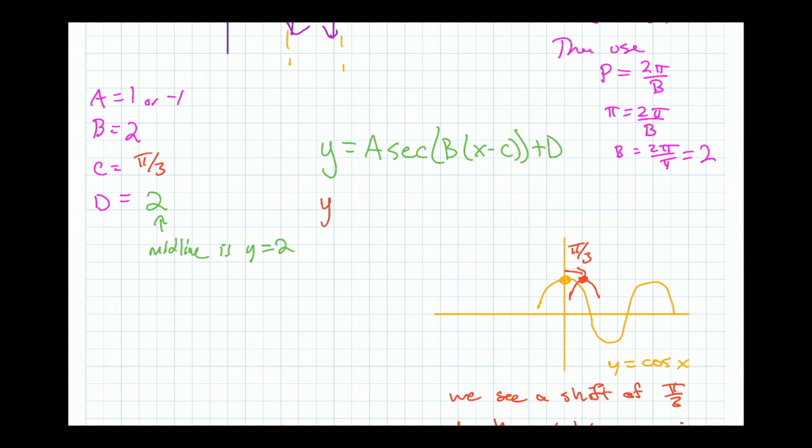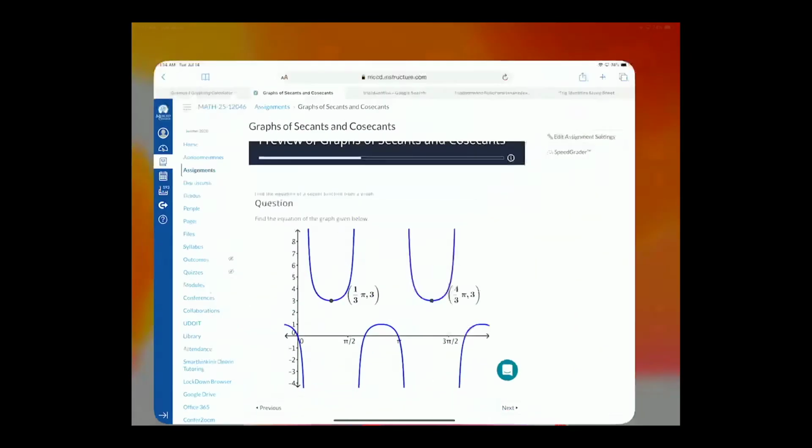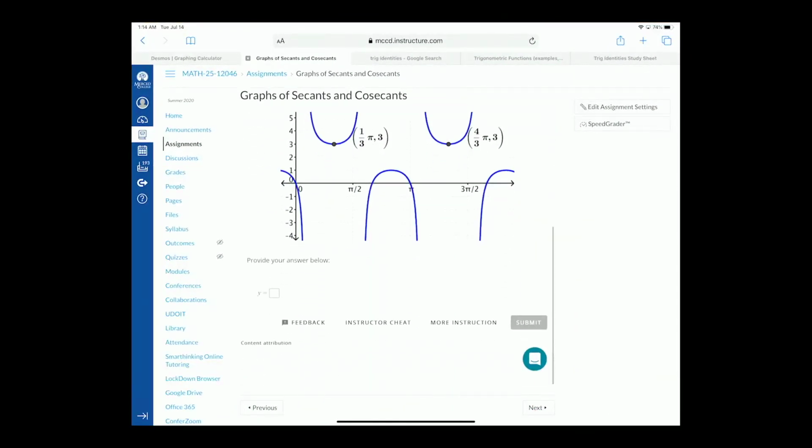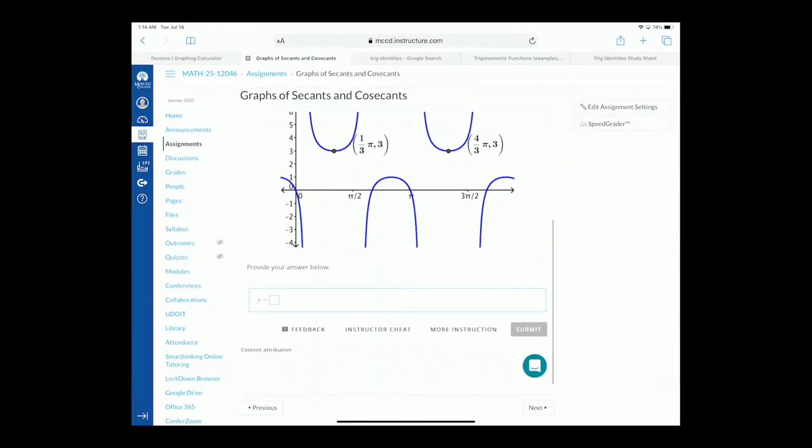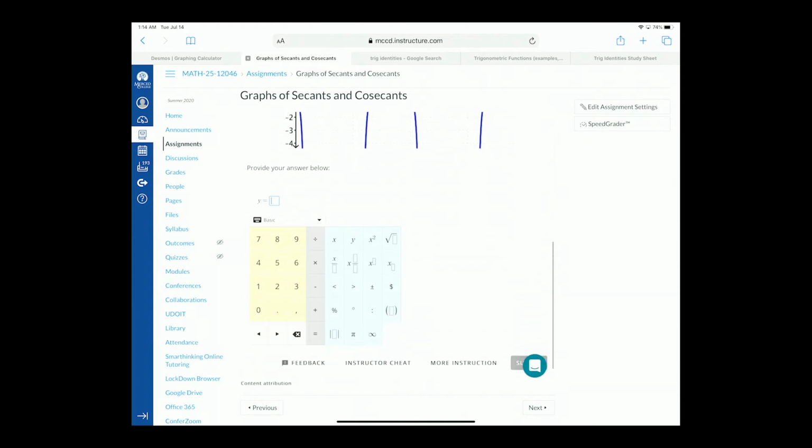So what should my answer be? I should have y equals, we're going to go with 1 secant, b, which is 2, x minus pi over 3, close, plus d, which is 2. So this is what we're going with, okay? And if this is wrong, I'm going to break this Apple Pencil and then have to buy a new one for $120.